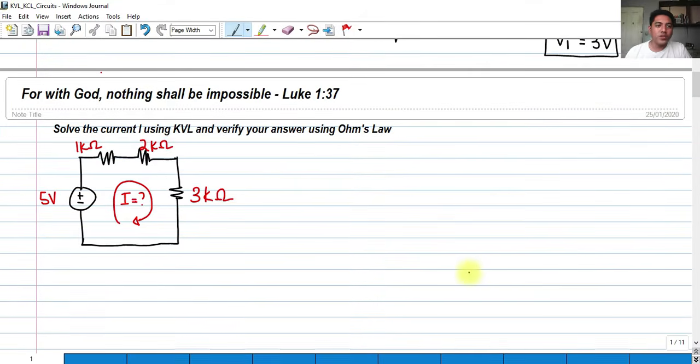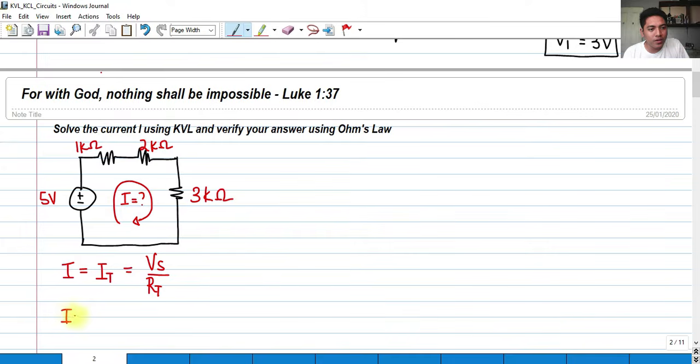So how about this? Solve the current I using KVL and verify your answer using Ohm's law. As we all know, we can get the total current I by simply using Ohm's law. Let's recall that the current that flows through this resistor and this resistor are all equal, and that's equivalent to the total current because they're connected in series. So we have V sub S, the total voltage source, which is 5 volts, over the total resistance.